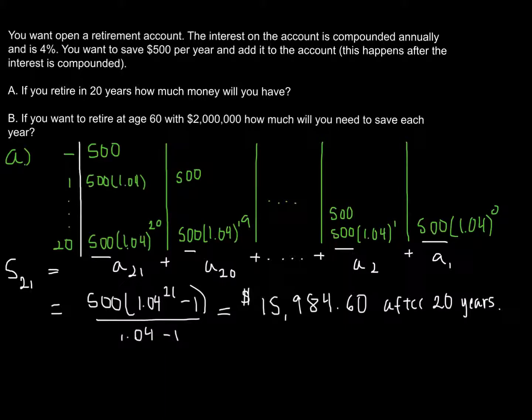So pause the video, and if you haven't already, think about whether that makes sense. The reason it makes sense is, imagine that you didn't accrue interest at all. You just saved 500 every year for 20 years. Well, in the very beginning, you have 500, right? Another 500, another 500, all the way up to the very last 500. How much would you have? Well, if you think about it, that's 21 500s. Well, 21 500s is going to be $10,500. But you should have more than that because you're getting 4% interest each year.